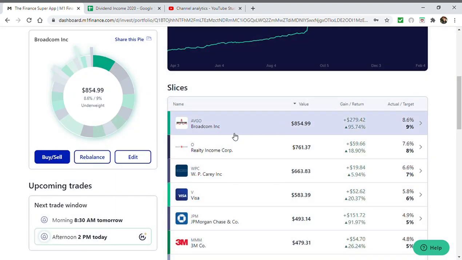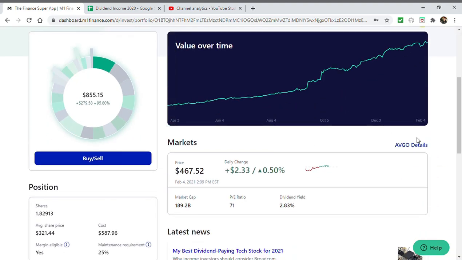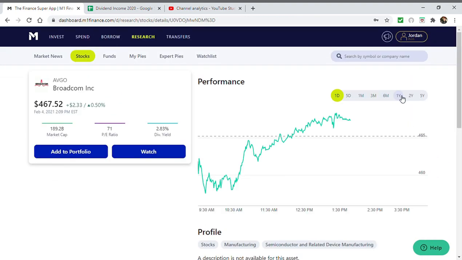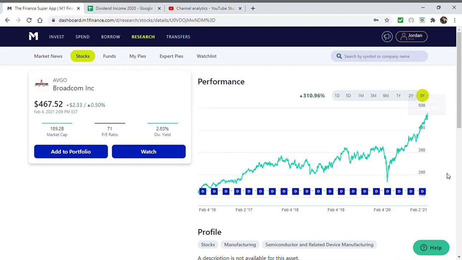So let's check into my number one investment, Broadcom. It is currently targeted at 9% of my portfolio. We're up $279.42 on it, about a 95% money-weighted return, so massive gains there. This company continues to impress me. I remember buying this stock when it was in the low 200s and thinking, wow, it is absolutely a steal. And even at these prices today, I have not lowered my target percentage yet.